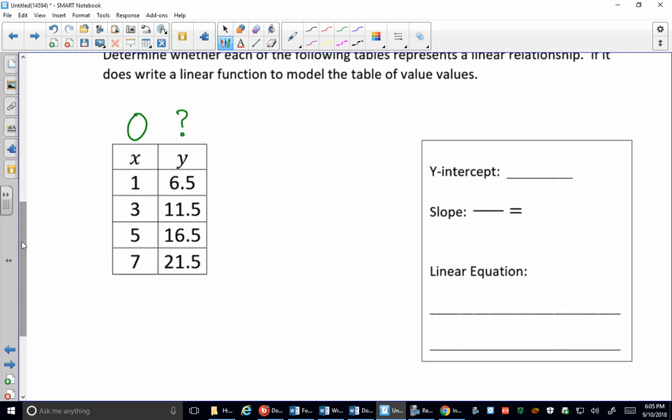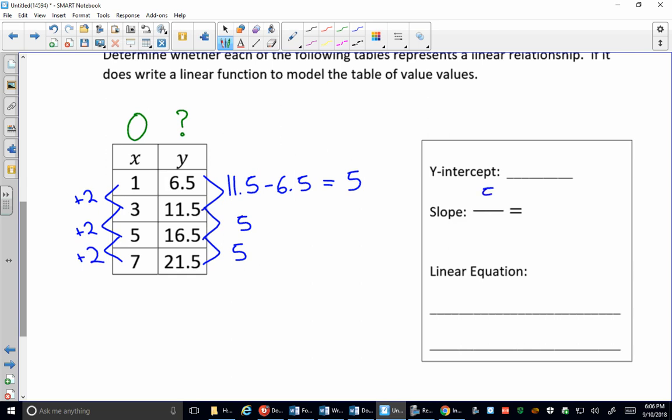What we can start to do is find the differences here. So what's 11.5 minus 6.5? And what does this give me? 5. If I subtract there, I get 5 again. And if I subtract here, I get 5 one more time. But the other side's a little different. So this side increased by 2. And so our slope would be 5 divided by 2, which is 5 halves. Or I can write it as the decimal, like 2.5.